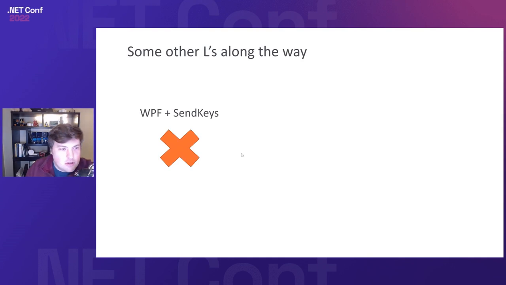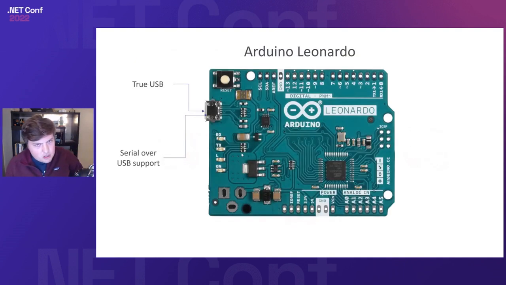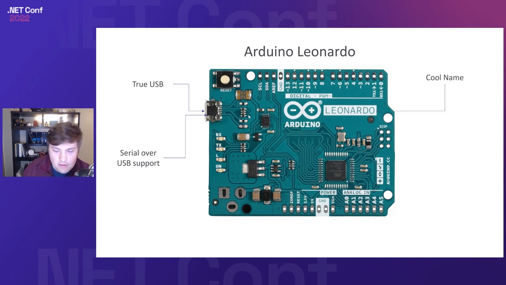Some other things we tried along the way. We did WPF with SendKeys as well as WinForms with SendKeys. We tried doing extended background tasks. We even tried doing USB over IP and nothing really worked. Basically, in order to receive inputs natively to a game, it has to go over USB, which is why we introduced using the Arduino Leonardo, which actually has this really cool feature to it. So does the Arduino Micro, by the way, if you're into that sort of thing, where it does true USB HID, the Human Interface Device standard, but can also do serial over the same port. There's basically this little chip here that can do the conversion back and forth, which is cool. And so that meant that we could communicate to it from our Windows app over serial and say, hey, please press the space bar, for example. And it could actually go hit the spacebar, just like a real keyboard or mouse or gamepad would. Plus, it's got a cool name, the Leonardo. Now we've got a great name for our project.